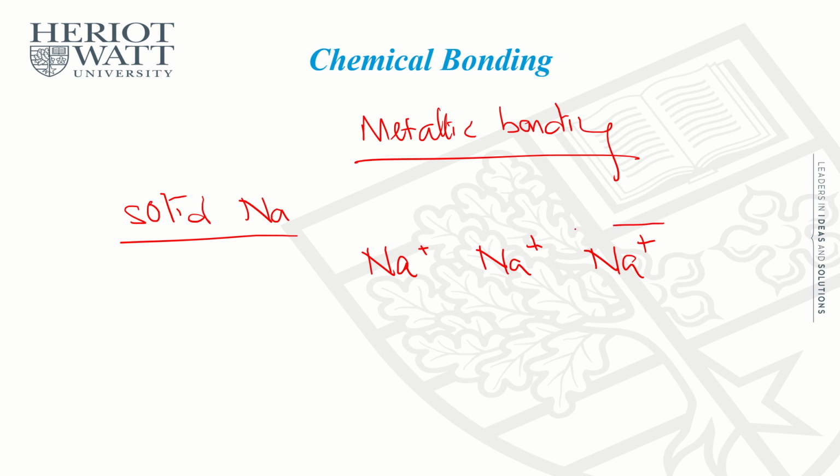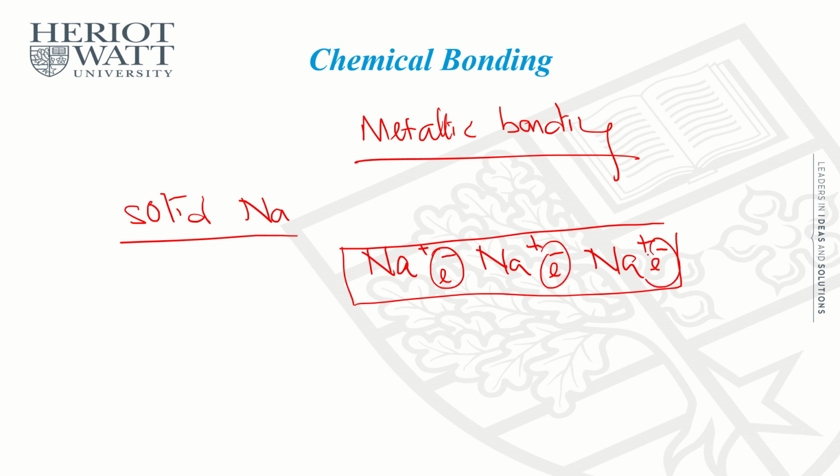Let's say I have a solid sodium strip here with 3 sodium ions in it. How many electrons are released? I have 3 sodium ions, which means 3 electrons are released. What happens to these 3 electrons? These 3 electrons are free to move. So we call these 3 electrons delocalized electrons. They are free to move across the 3 positive ions.